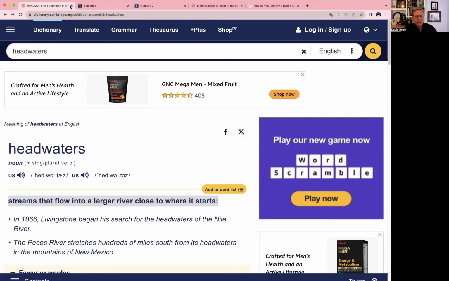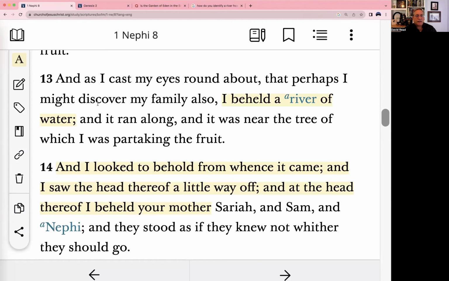In the Book of Mormon, there is one use of the head of a river, and that's in Lehi's dream. So if you go to 1 Nephi chapter 8, Lehi has a dream. He sees the tree, he sees the river, and he says, and this is verses 13 through 17, I beheld a river of water. And I looked to behold from whence it came, and I saw the head thereof a little way off, and at the head, he sees his family there.